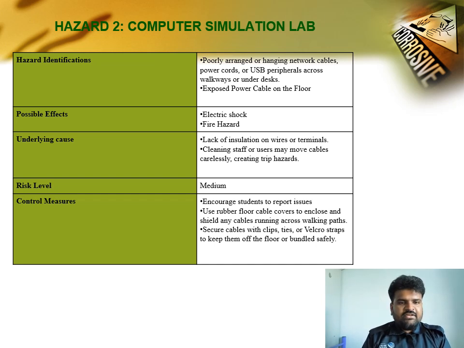So the underlying cause: lack of insulation on wires or terminals, and cleaning staff or users may move cables carelessly, creating trip hazards. So this type of risk level is medium. And what are the control measures? Encourage students to report issues, use rubber floor cable covers to enclose and shield any cables running across working parts, and secure cables with clips, ties, or velcro straps to keep them off the floor or bundled safely.